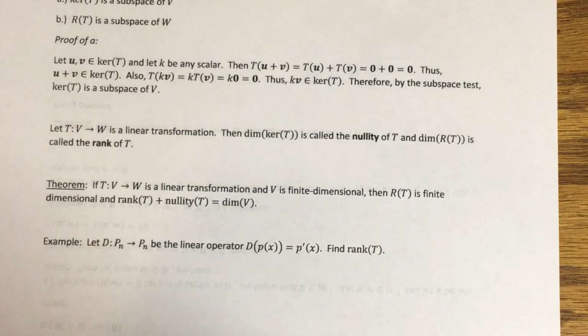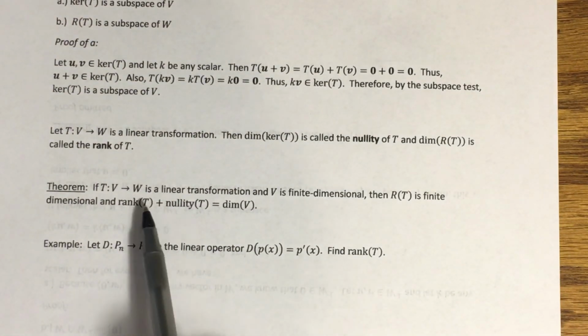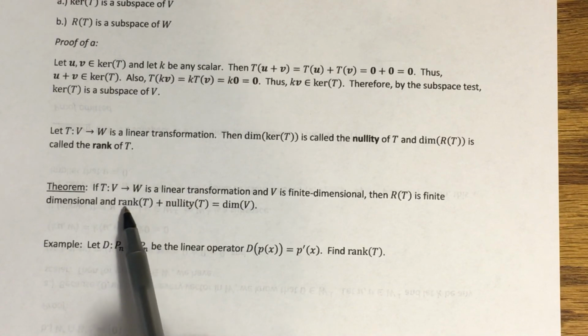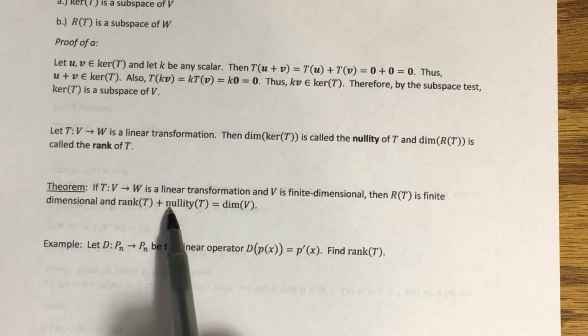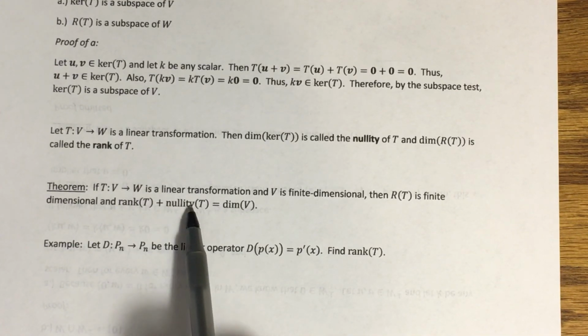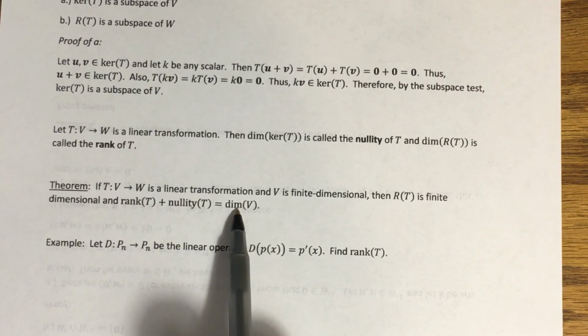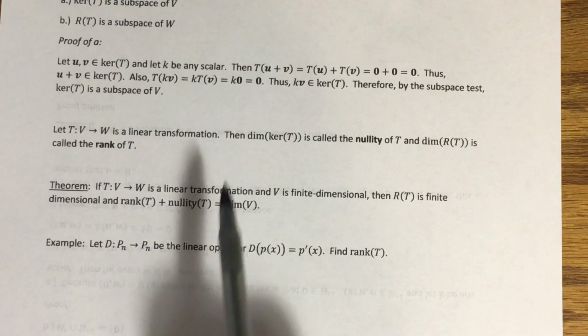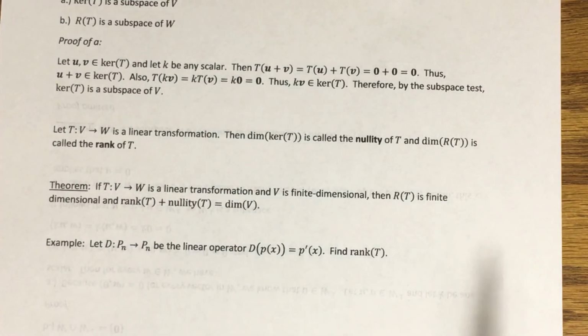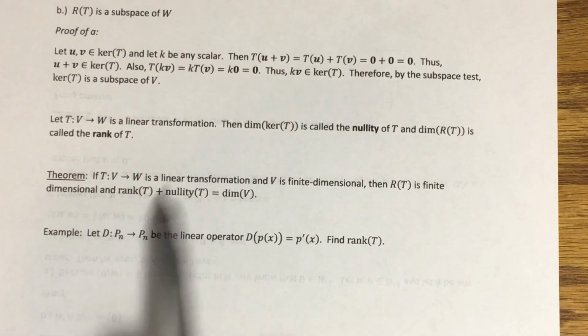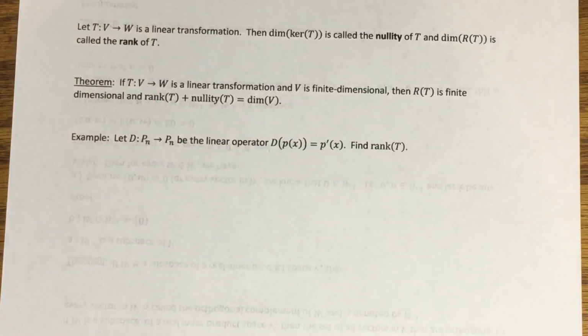And remember, if this T is the matrix transformation T_A, then this rank is the dimension of the column space of A. This nullity would be the dimension of the null space of A, and the dimension of V would be the number of columns in A. So this reduces to that case that we talked about already. Okay, very, very important theorem. Let's do one example where we use that theorem, and then that's going to be it for section 8.1.